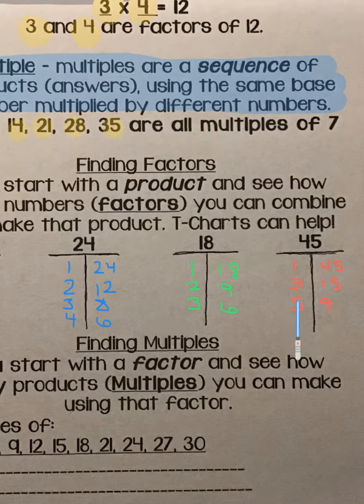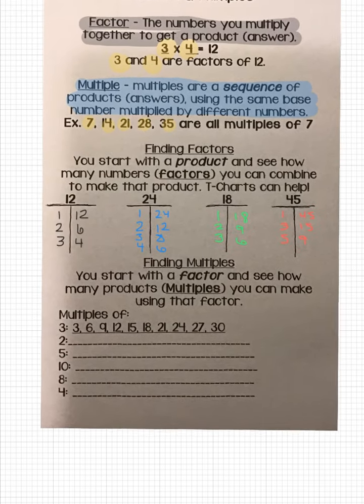4 times anything doesn't multiply to 45. 5 times 9 does. 6 does not. 7 does not. 8 does not. But 9 does, and 9 is over here, so then I know I'm done. Okay? All right, so those are factors. We'll keep practicing those.